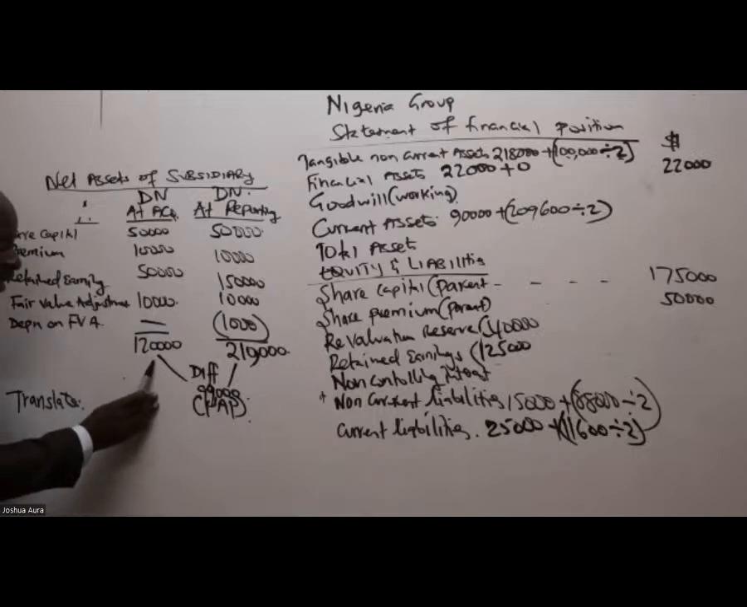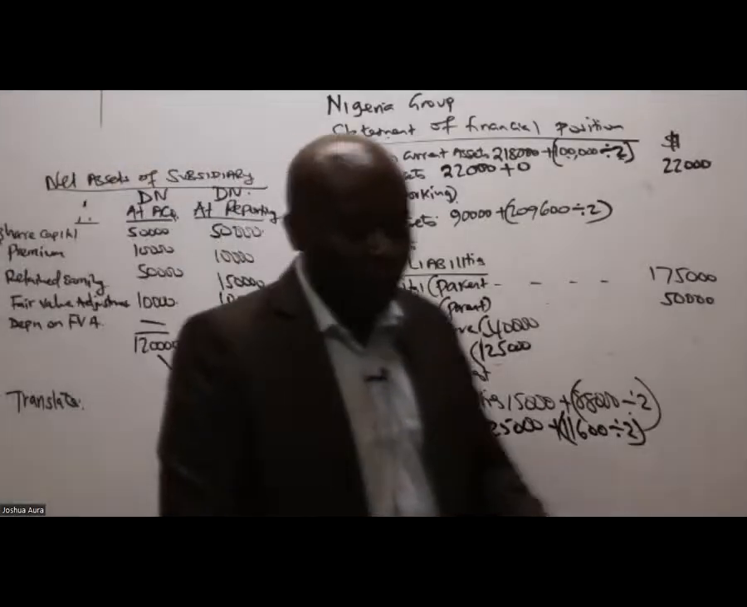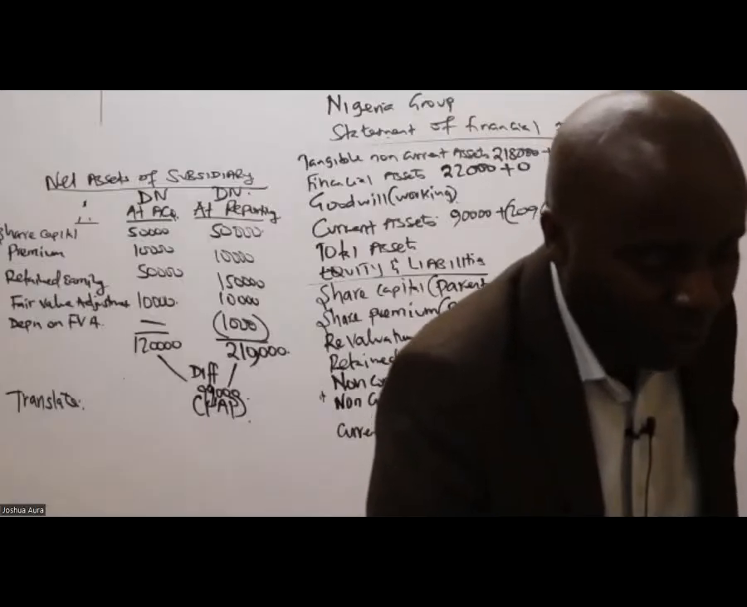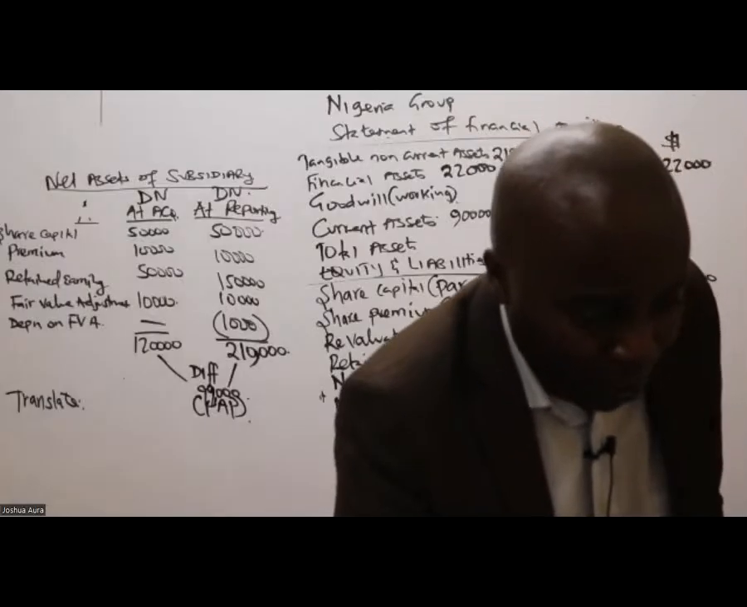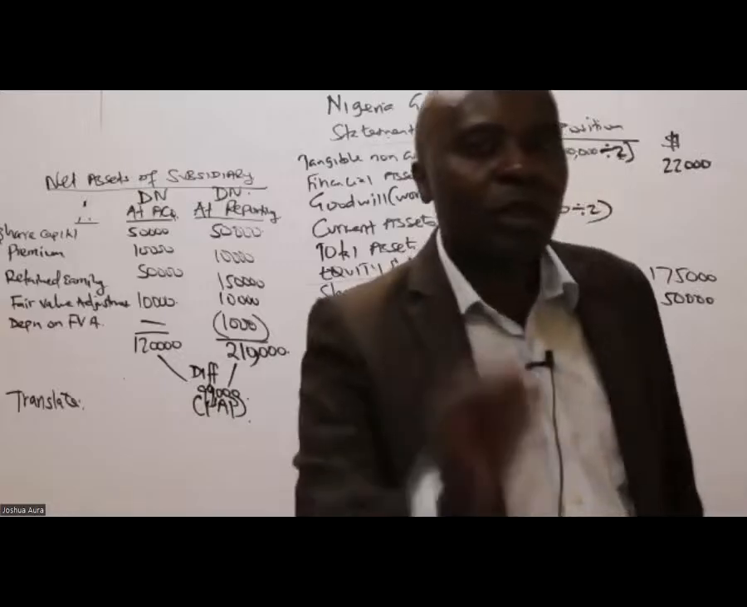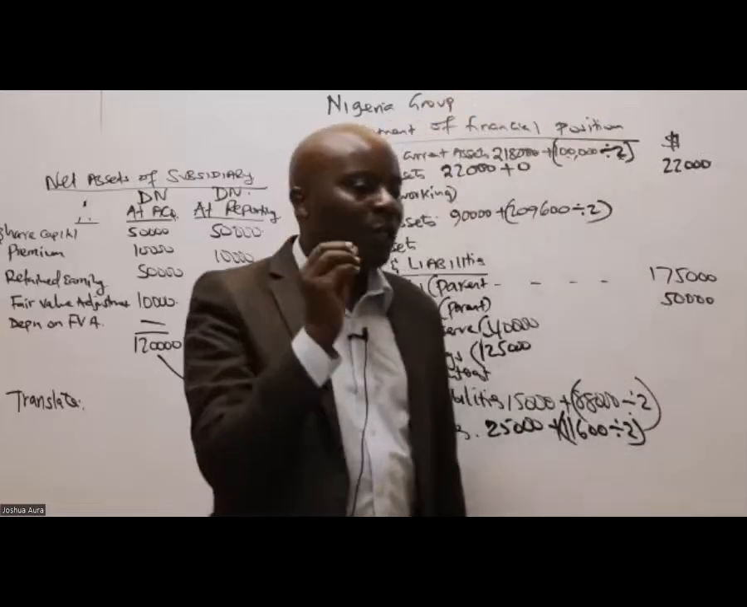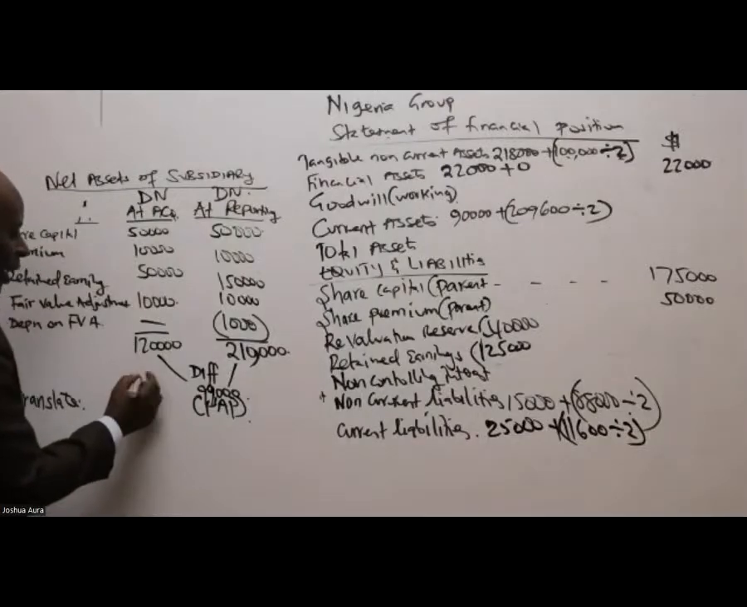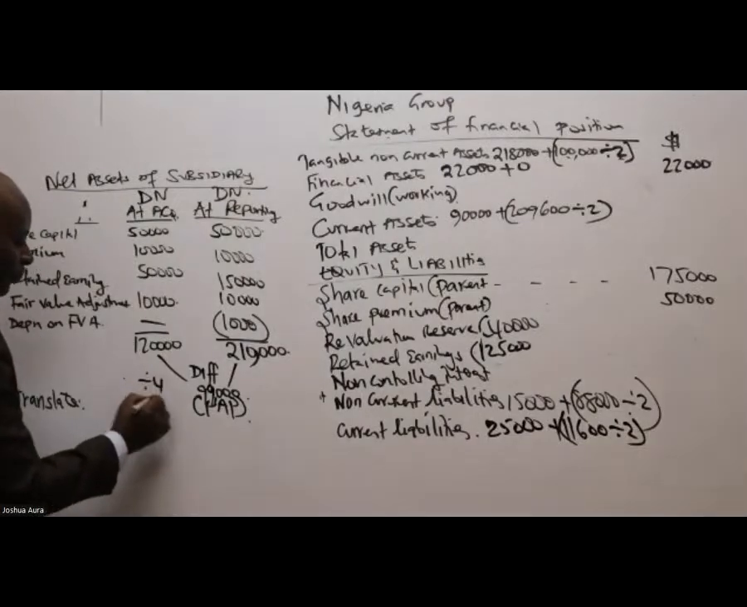At acquisition, please use the acquisition rate. Do we have the acquisition rate? Oh, yes. Remember, we acquired this subsidiary at the start of the year, so the acquisition rate here is 4. To translate net assets at acquisition, always use the acquisition rate. So this one, I'll divide by 4.